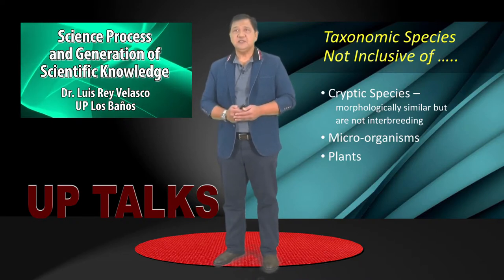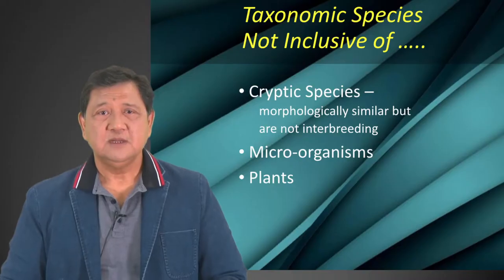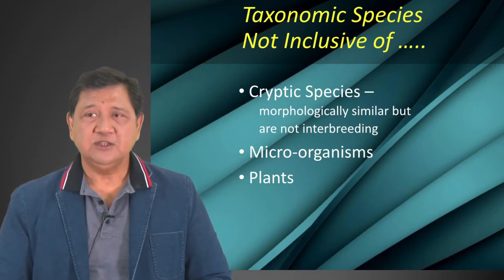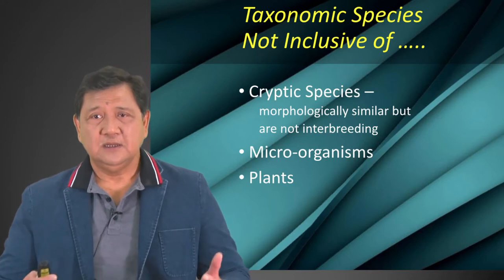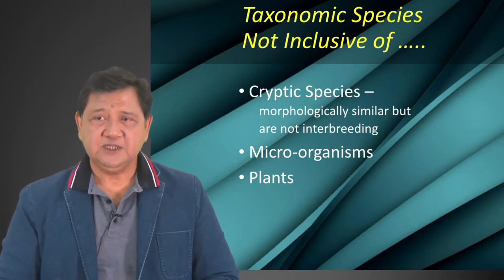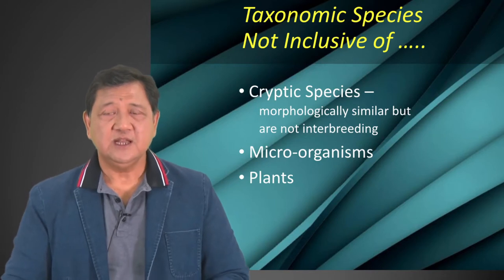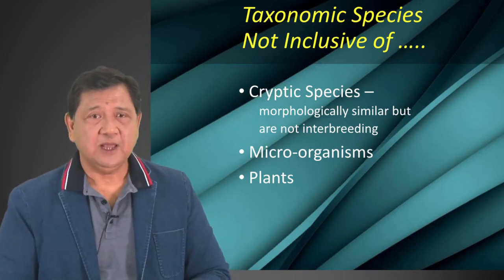What are cryptic species? These are morphologically similar species, but are not interbreeding, and therefore they belong to different species. The species concept, as used by taxonomists, may not be functional when we are to talk about microorganisms, and to a large extent, when we use it for plants as well. The point here is that the fundamental paradigm of a species used by taxonomists is not exclusive and does not apply to all.